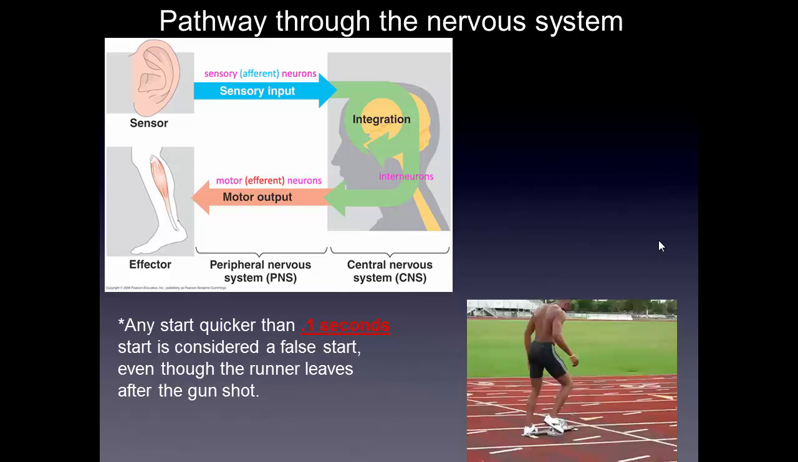In official, like world track and field events, in the Olympics, for example, it's all monitored electronically. There's a sound to start running, and you'll see people start running immediately. But if the gun goes off and you start to run in less than 0.1 seconds, it's considered a false start and you're disqualified. Even though you left after the starting sound, if it's less than 0.1, you're still disqualified.